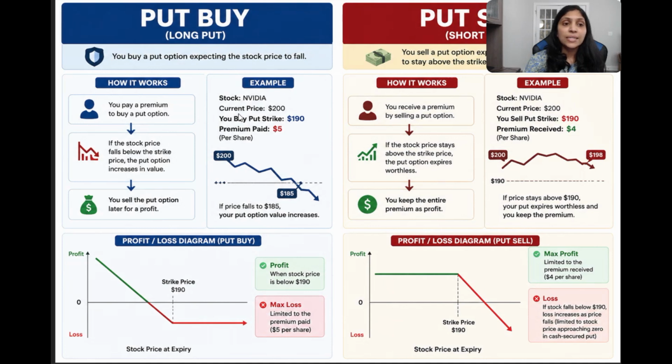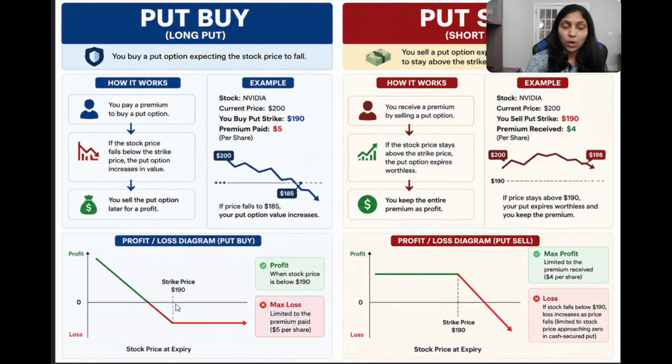Let's see an example. If you take NVIDIA stock and the current price is 200, and for some reason you are bearish about NVIDIA, you buy a put at strike 190 and you pay a premium of $5. We'll see the profit and loss diagram. In this example, imagine you went with a 1 week expiry.